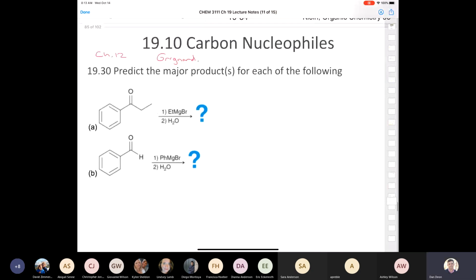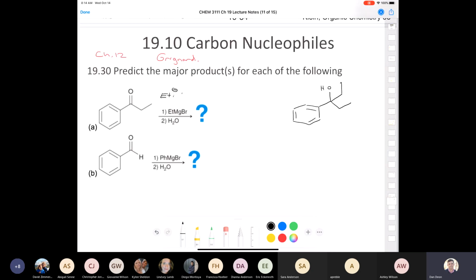If you're able to just look at this and say, okay, well, what am I going to do? I mean, the ethyl is going to add as a nucleophile. And I'm going to end up still having this group over here. I'm going to have my hydroxyl and I'll have another ethyl group like this. Okay, that would be the final product. That's the answer.